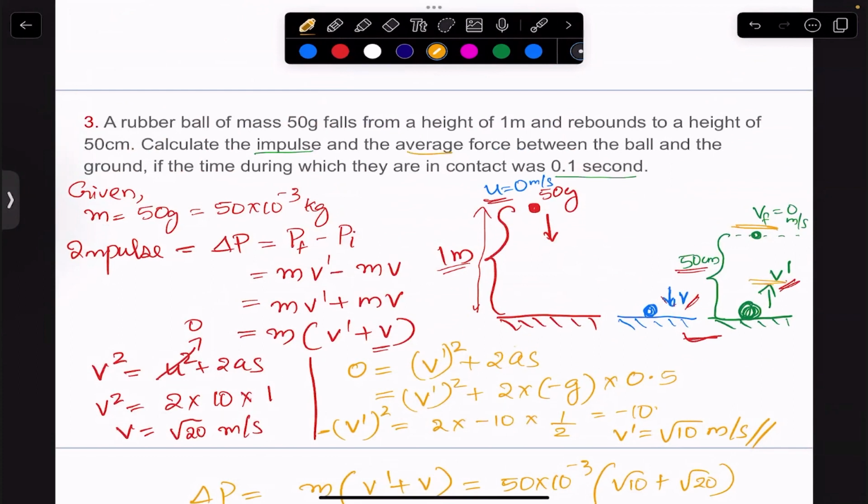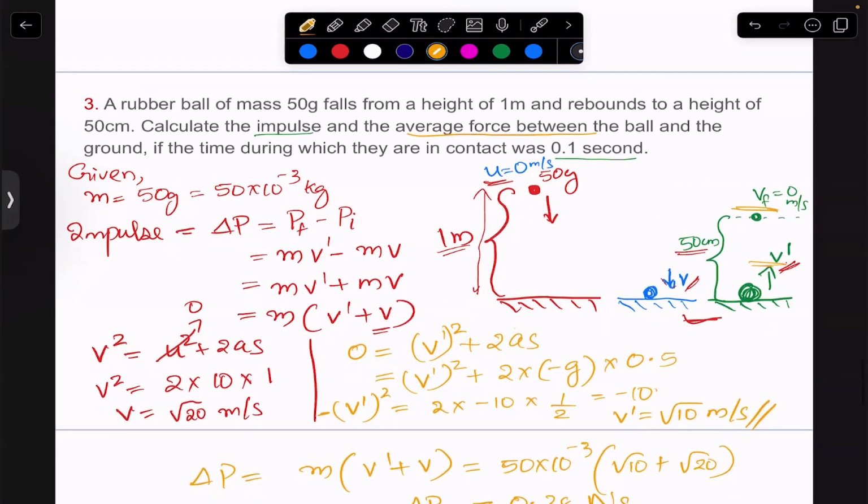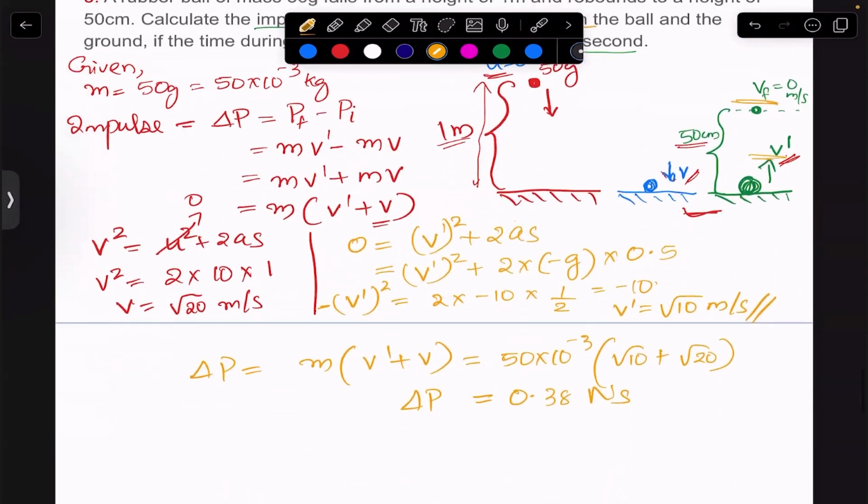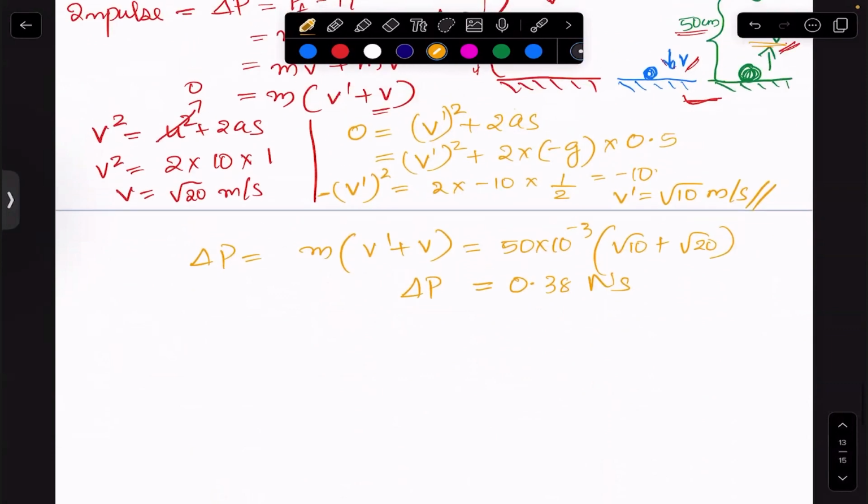Now we have to find the average force between the ball and the ground. When the ball is hitting the ground, the ground is exerting some kind of force over the ball, which is equal to the force exerted by the ball, like the normal reaction. Why is it so? That comes in the next portion of laws of motion, which is Newton's third law. Anyway, the average force between the ball and the ground we have to find with the time duration 0.1 second.